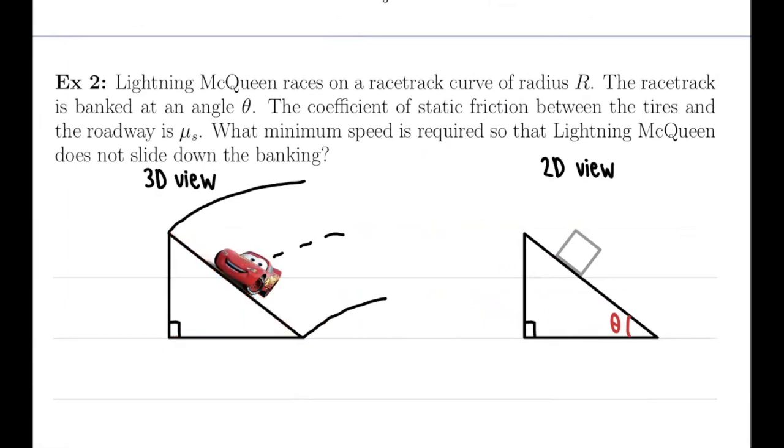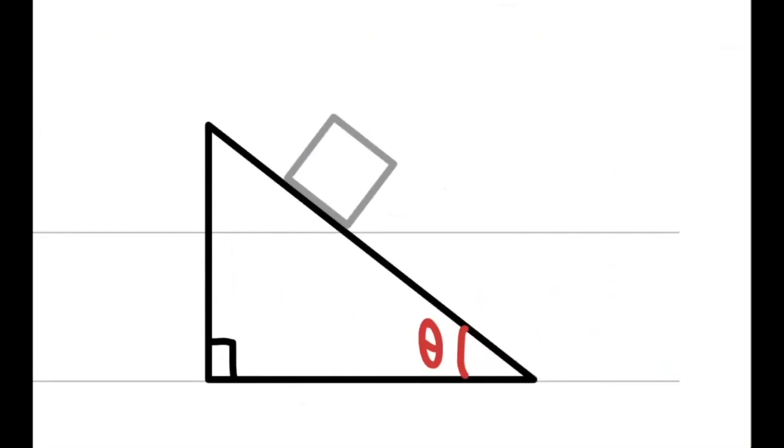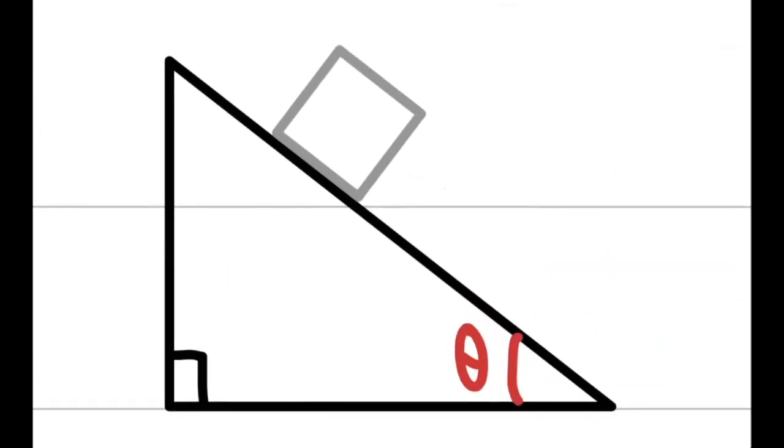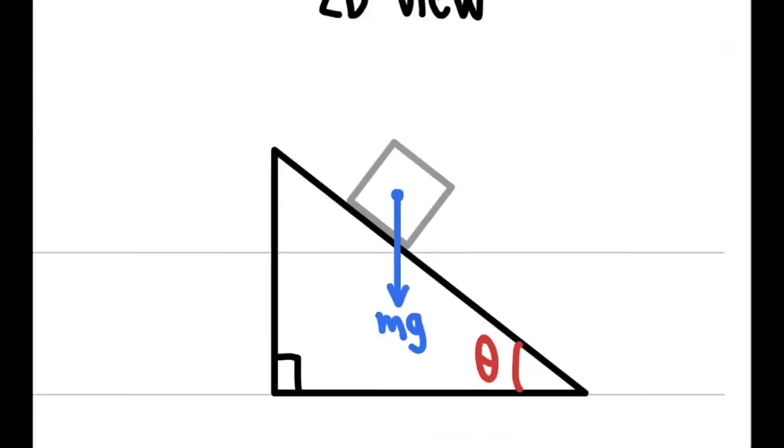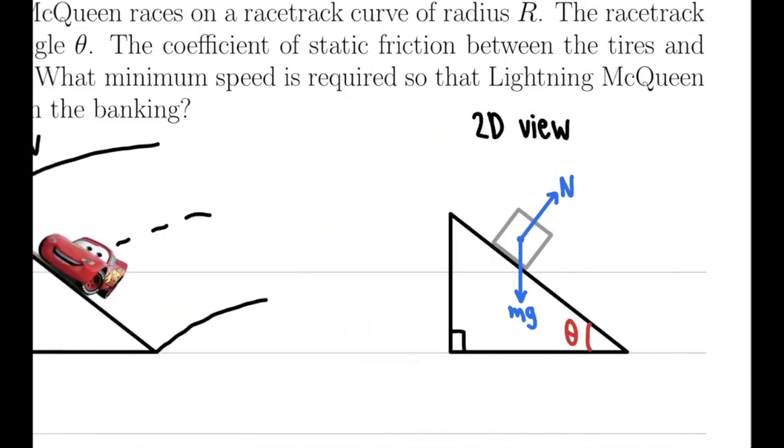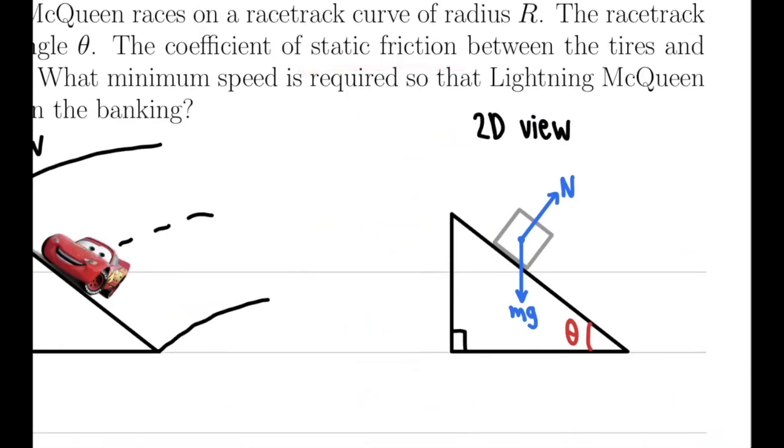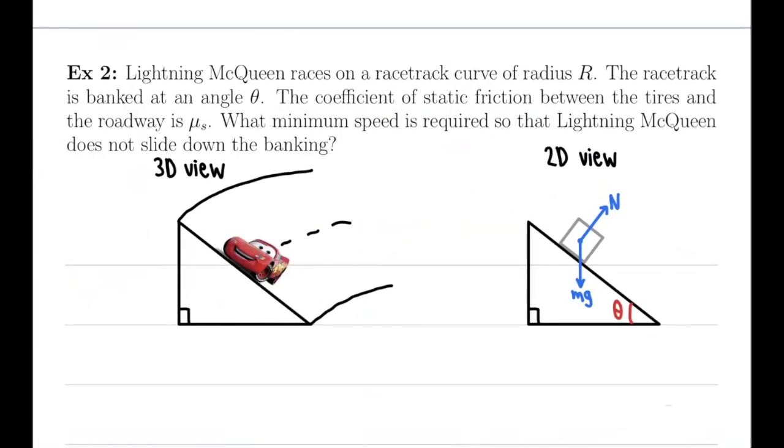And what's the point of a bank angle? Why not just have a flat road? The bank angle is used to help the vehicles turn safely at higher speeds. Let's label the forces on Lightning McQueen in the 2D view. So we have weight, mg going downward, we have the normal force, and we have static friction between the tires and the roadway.